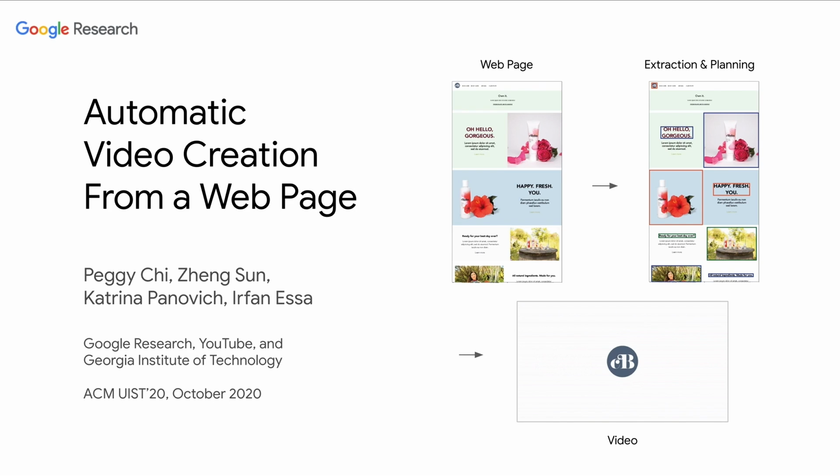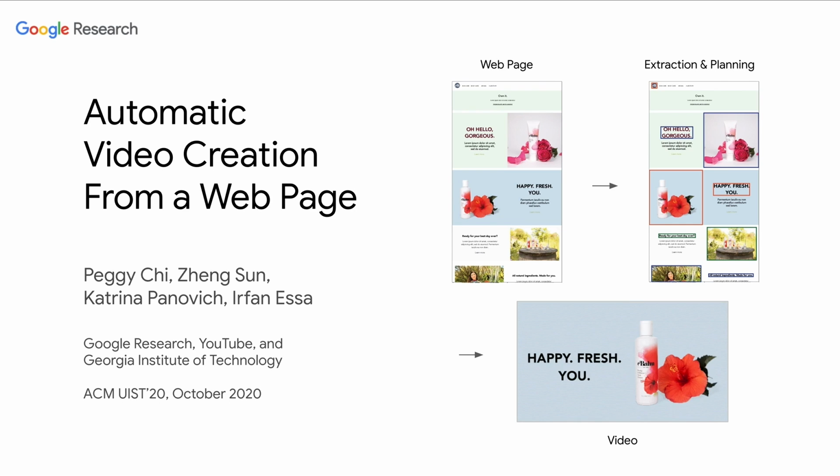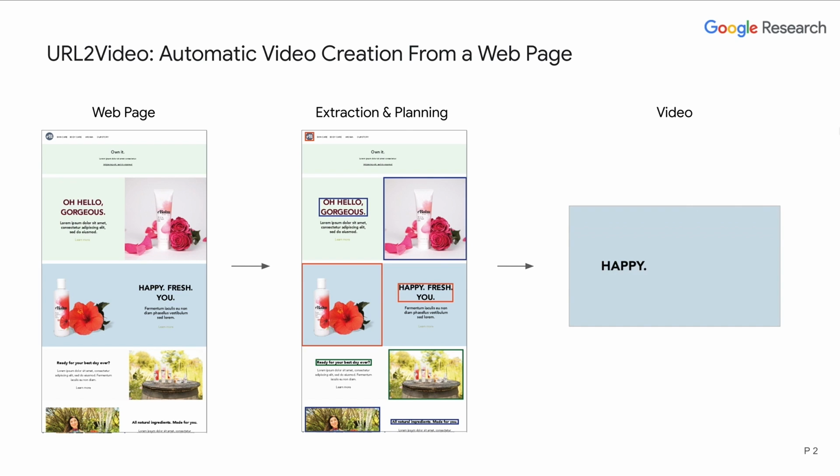I'm excited to share our recent work on automatic video creation. We proposed an automatic method called URL to video that converts content from a web page into a video that visualizes the key elements by considering both temporal and visual constraints.